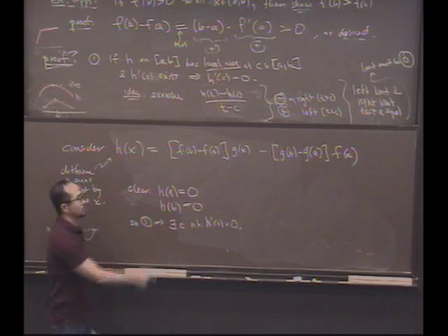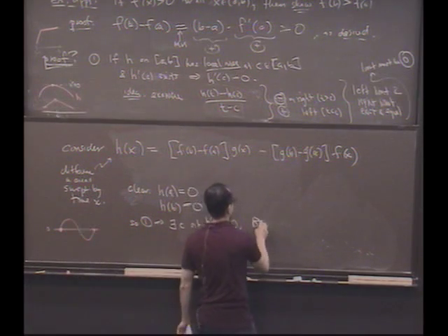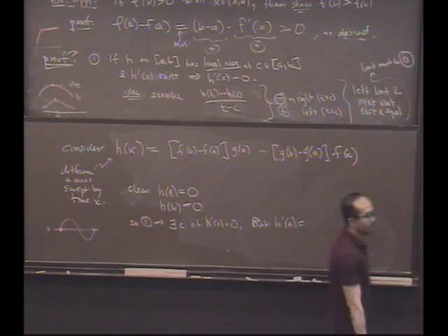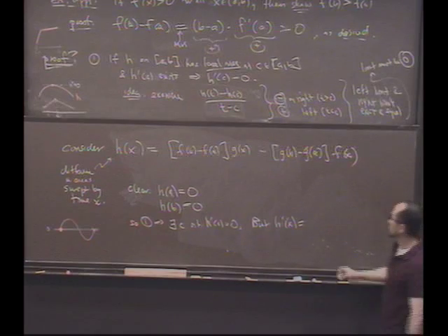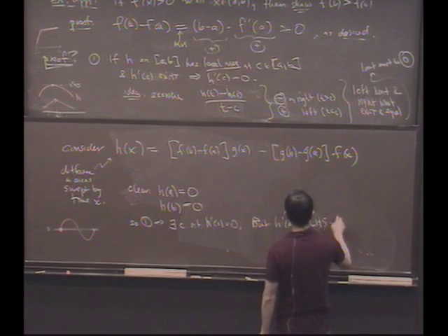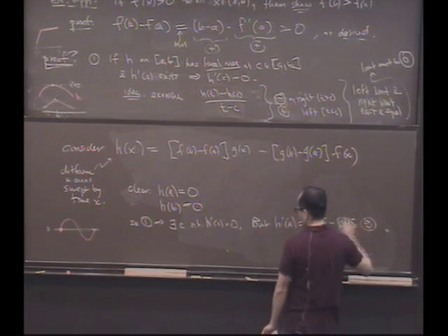Okay, but guess what's true about h prime? What is h prime if you calculate it? h prime of x equals, take a wild guess. It's the difference between the right-hand side. Is it the right and the left or left and the right? It's the left-hand side minus the right-hand side.